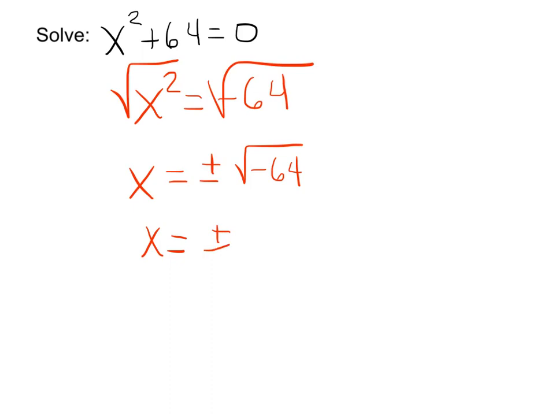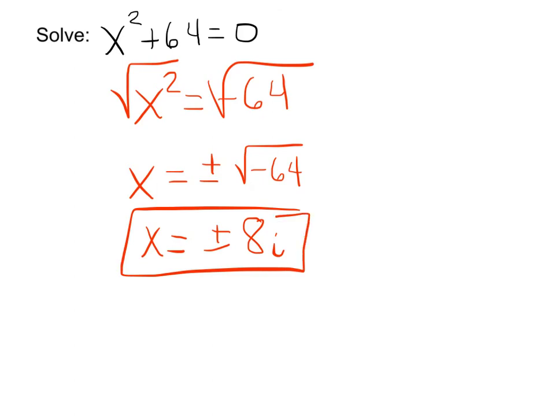So I have plus or minus the square root of the negative gives me an i, and the square root of 64 gives me 8. So I have plus or minus 8i. Again, since we introduced the square root, it was not there originally in the problem, we must have plus or minus.